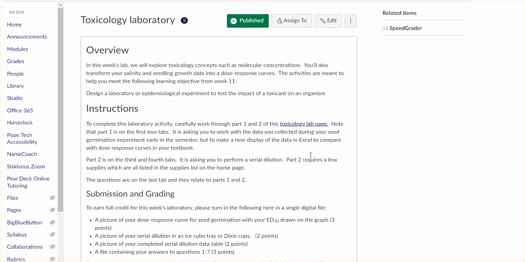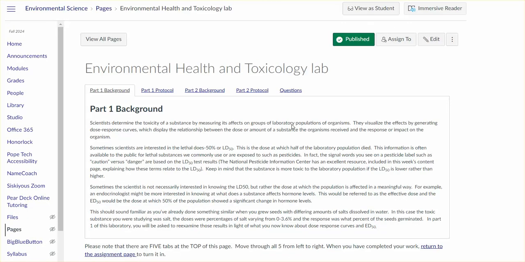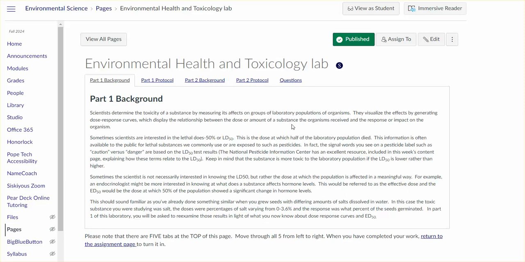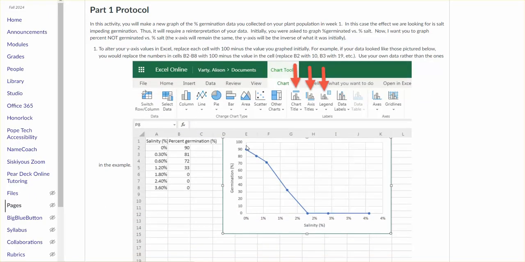This week's lab is about toxicology and is going to require some supplies. So the first part involves calculating an ED, effective dose, 50, for the seeds that you germinated in week 1. You probably have data from week 1 that looks something like this, where the percent germination went down as you increased the salinity. A dose response curve is sort of inverted. It's looking for the effective dose.